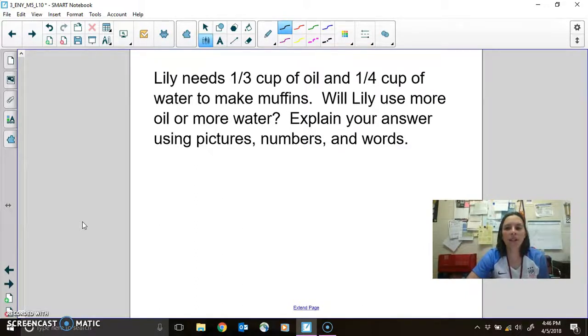Okay, if you are stuck on this number 3, my suggestion to you would be to look at your fraction strips again. Find your 1/3 fraction strip. That's your green fraction strip. Make sure you fold it so you only see 1/3. You also need to find your 1/4 fraction strip and fold that so that you only see 1/4. Then you can go ahead and compare those two to get your answer.